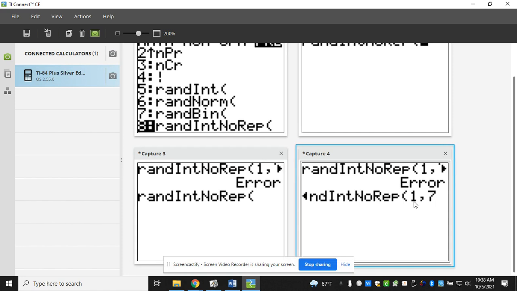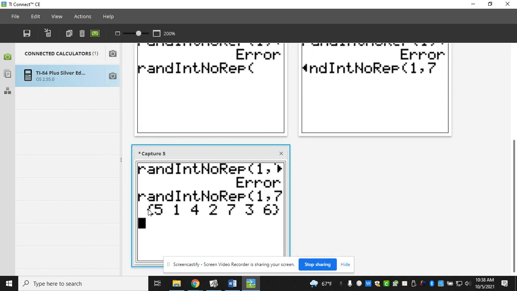So once you're there, yours should look like mine on the board: randIntNoRep(1,7) and hit enter. It's going to give you numbers 1 through 7 in a random order. Now, we are only sampling 5. So if you have to do your calculator like I have to on the board, then we're just looking at the first 5. If you have one that does lower, upper, n, then you can do 5 at a time and not have to exclude the last 2.